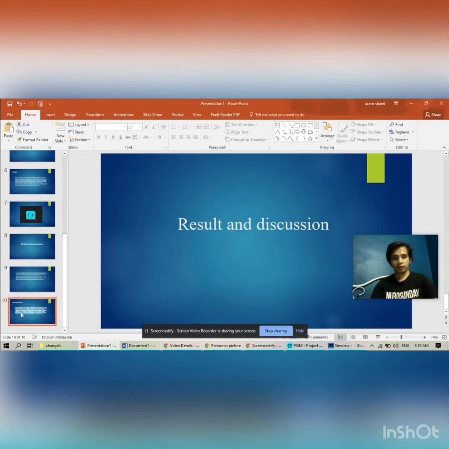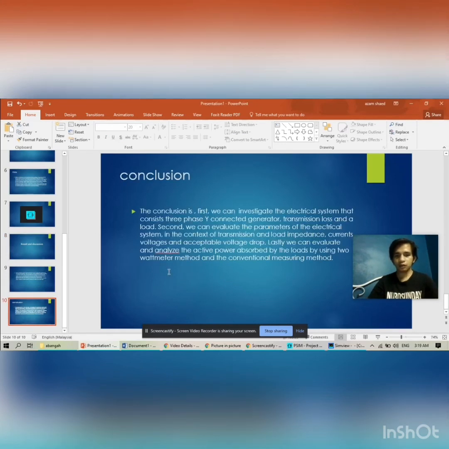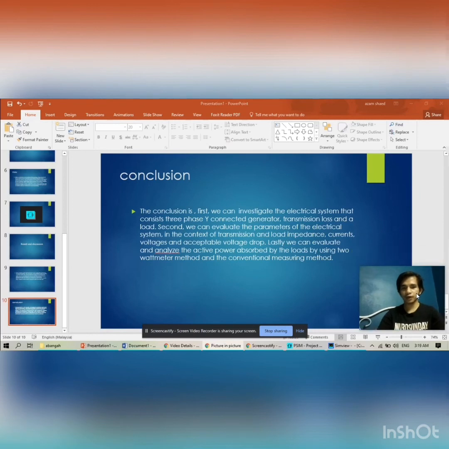For the conclusion, first, we can investigate the electrical system that consists of a three-phase Y-connected generator, transmission line and a load. Second, we can evaluate the parameters of the electrical system in the context of transmission and load impedance, currents, voltage and acceptable voltage drop. Lastly, we can evaluate and analyze the active power absorbed by the loads by using the two-wattmeter method and the conventional measuring method. That's all.